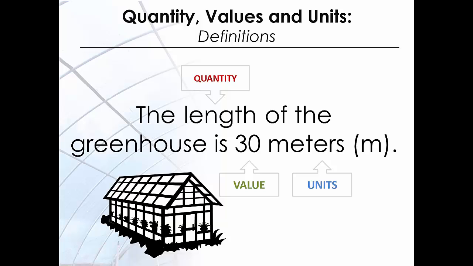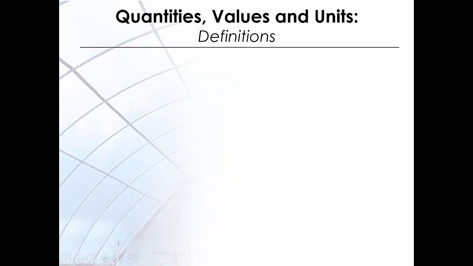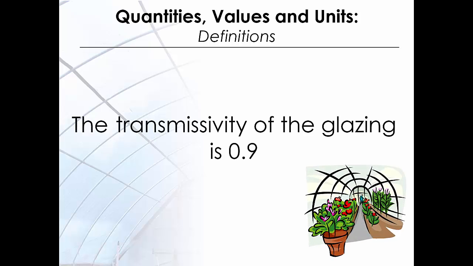However, let's mention here that 1 meter in the International Unit System equals 3.28 feet, which is in the British Unit System. If a value does not have a unit attached, then it is called a unitless or dimensionless value. As seen in this example, the transmissivity, which is the quantity being presented as the property of the glazing of the greenhouse, is 0.9, which is a dimensionless value.